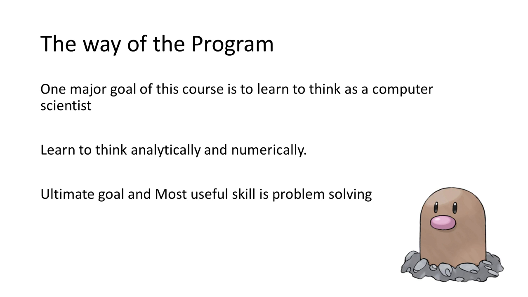One of the major goals for this course is to learn how to think as a computer scientist. What I mean by that is we're going to try and learn how to think analytically and numerically. We're going to try and learn how to describe problems and processes and systems in ways that a computer can understand them, and then describe these systems for the computer in such a way that we can get some interesting results. This is probably the most useful skill that you'll have in this class, and problem solving is a key component of this. It's also the ultimate goal of this process.